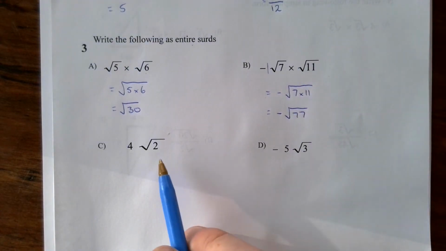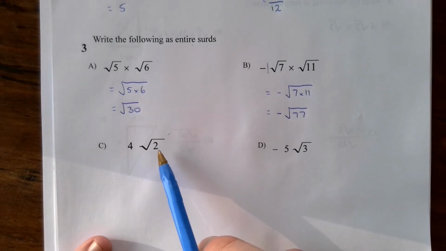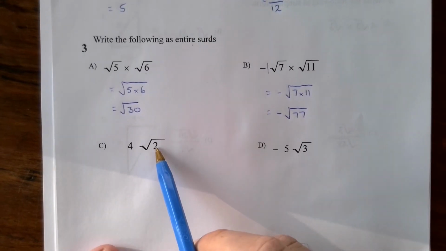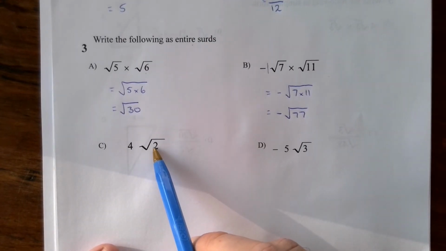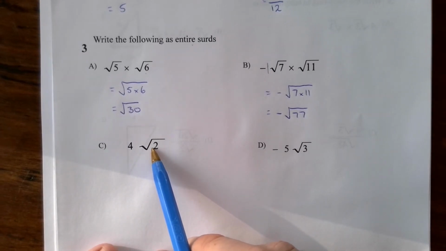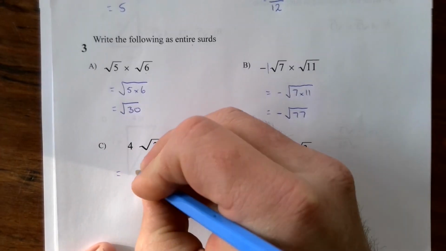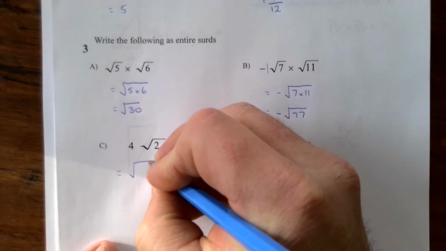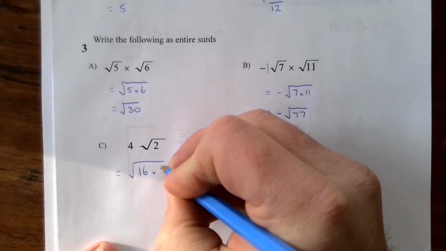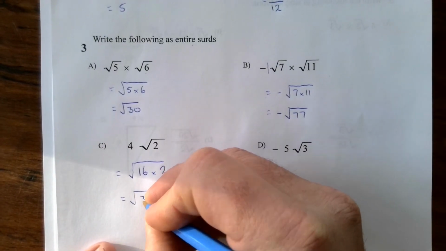And then when we jump down here, to make these entire surds, I'm going to need to get this in here. Now remember, in order for it to escape the square root symbol, it has been square rooted. So to get it in there, we're going to have to square it. So 4 squared is 16. So this will become the square root of 16 when that jumps in, multiplied by 2, which is the square root of 32.